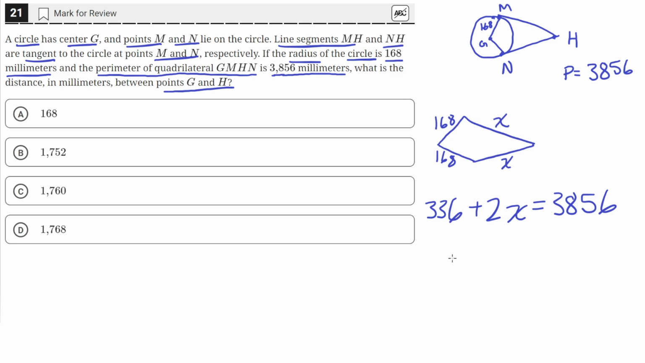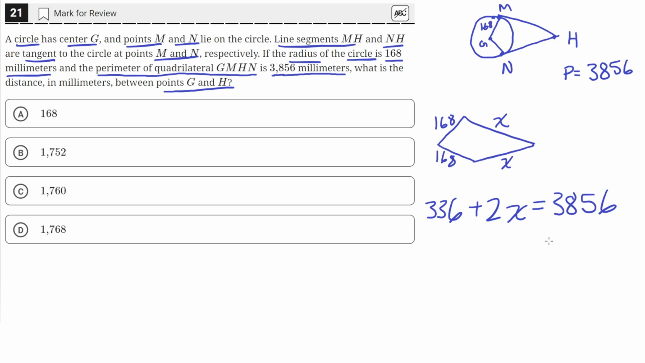And we know that these two sides are equivalent because we're told that line segments MH and HN are both tangent to the circle. So that means they form a right angle here. And if they both converge to this point H, then in this quadrilateral, these two segments are equivalent. Okay, so back to this equation here. We can solve for the value of x.